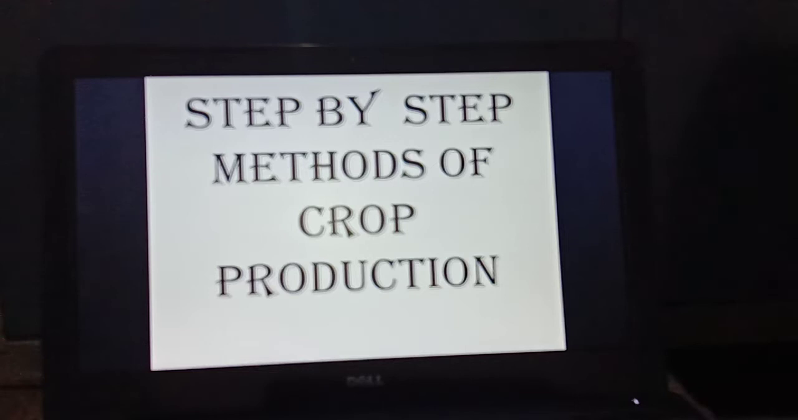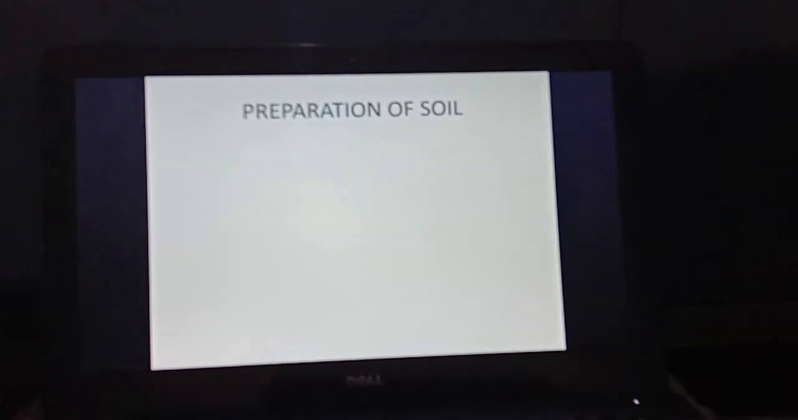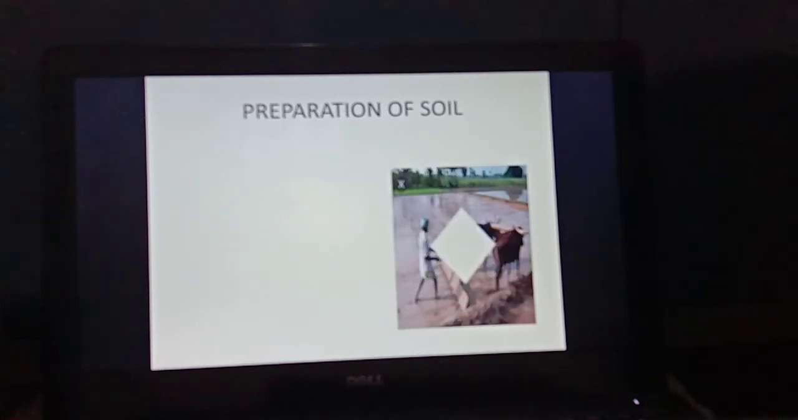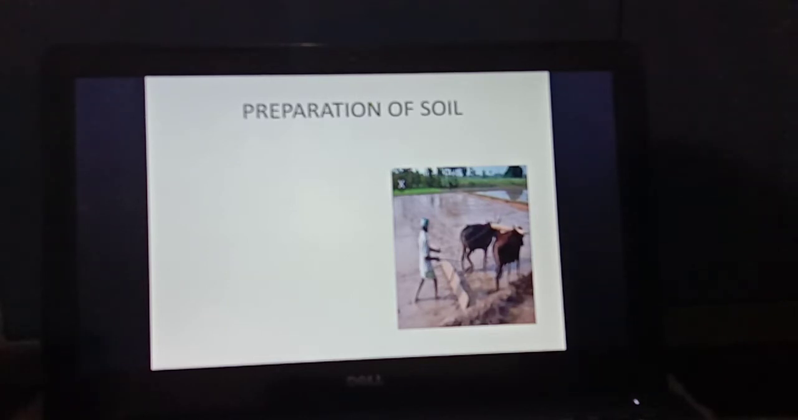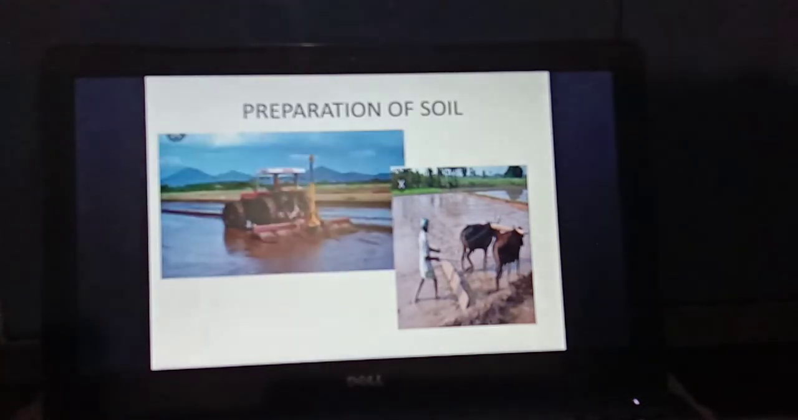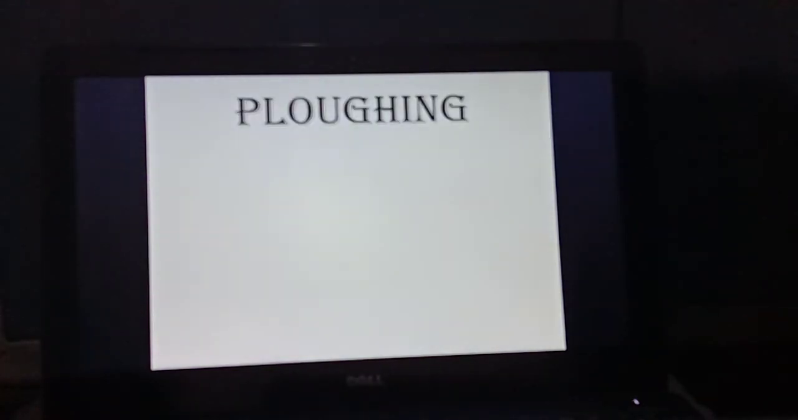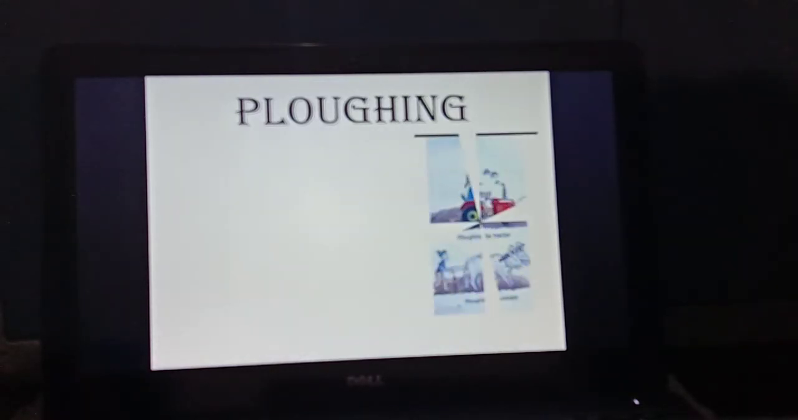The first step which comes is preparation of soil. Preparation of soil is the process by which the soil is made suitable for sowing of seeds. This involves the following steps. First, plowing or tilling, and another, leveling. So what is plowing? Plowing is the process of loosening and turning the soil for better percolation of water and air. It is done with the help of a plow driven by a tractor or by animals.